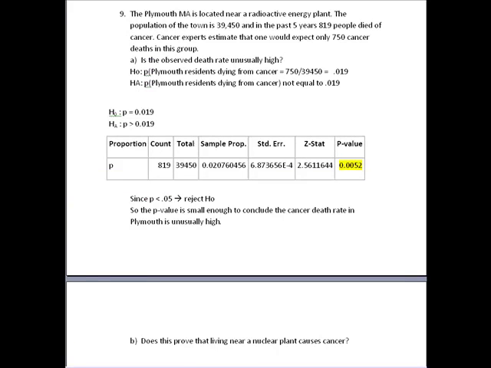And finally, problem number 9. Plymouth, Mass, in fact, is located near a radioactive energy plant. The population of this town is 39,450. And in the past 5 years, 819 people have died of cancer. Cancer experts estimate that one would expect only 750 cancer deaths in this group. So is the observed cancer rate unusually high?